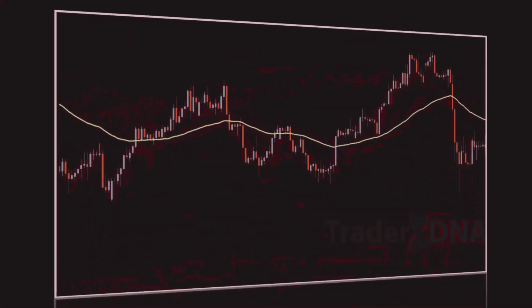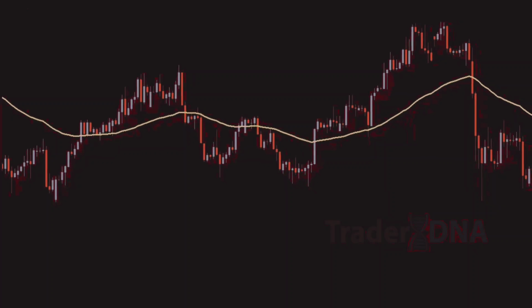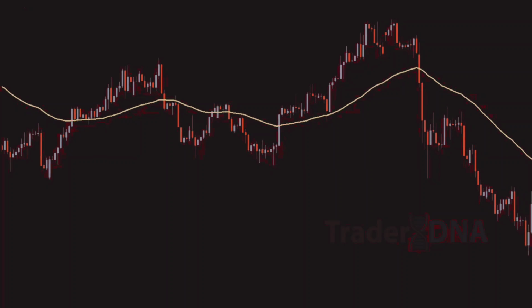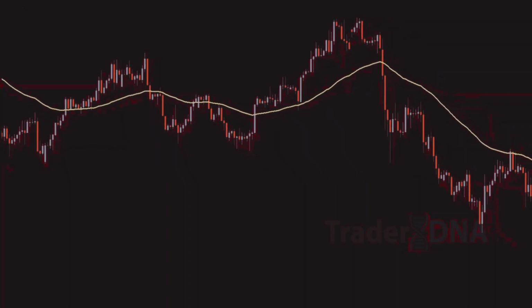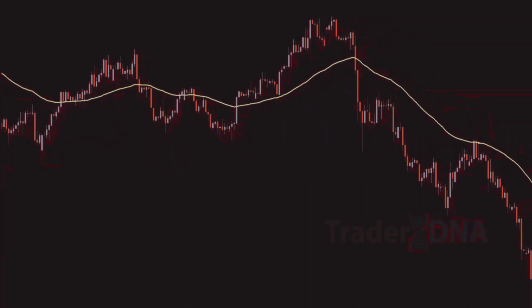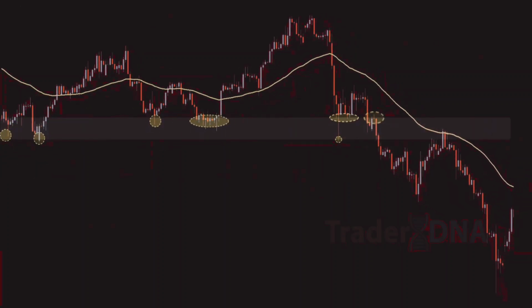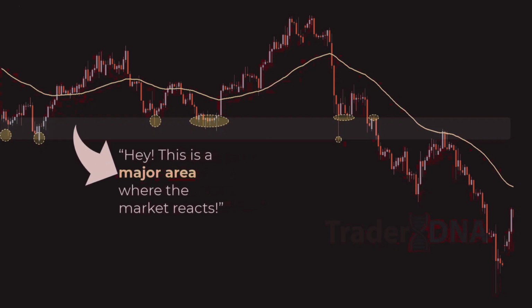Alright guys, check this out, because what I'm about to show you is super important. We're looking at this chart right now, and I want you to pay close attention. When we combine market structure with a moving average, what are we actually looking for? It's simple. We want to find a level that's been tested multiple times in the past. Why? Because when price keeps bouncing off the same zone again and again, it's screaming, hey, this is a major area where the market reacts. And if you look to the left side of this chart, you'll see exactly that. A strong structure zone that's already proven itself over and over again.